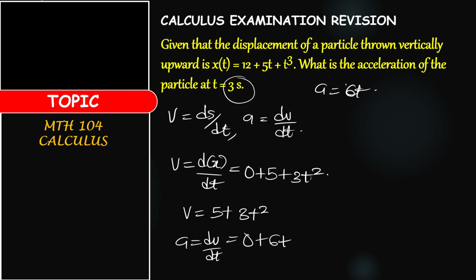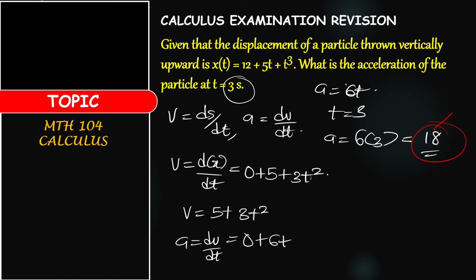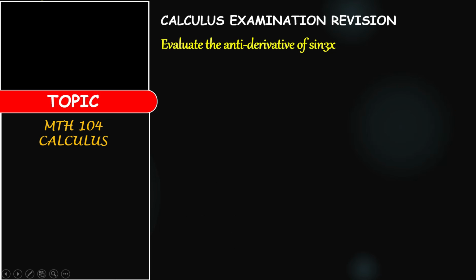Now at the end of the day, at 3 seconds, so when t is 3 seconds, acceleration now will be 6 bracket 3, which is 18. So the correct answer is 18. The option is there, but it was written with a pen, so you should know that that is the correct answer. The option was written with a pen, so maybe they did a correction. 18 is the correct answer.